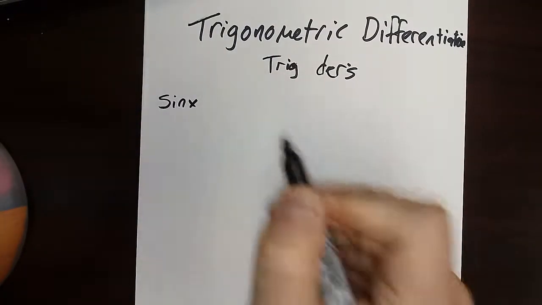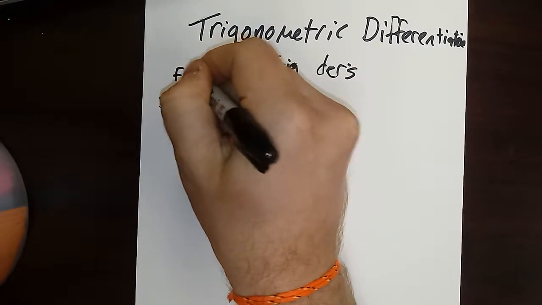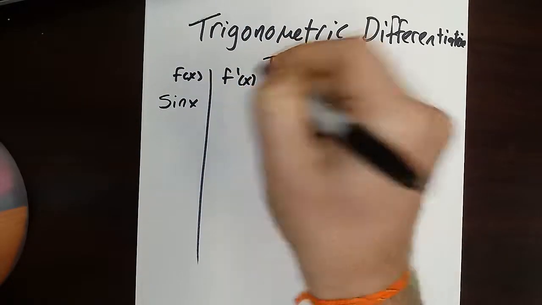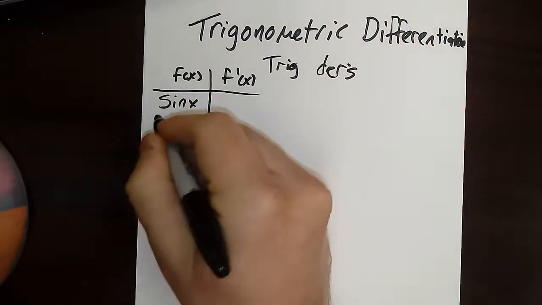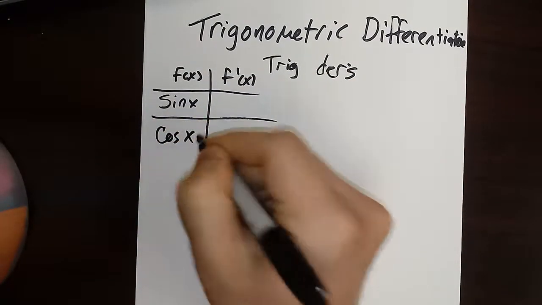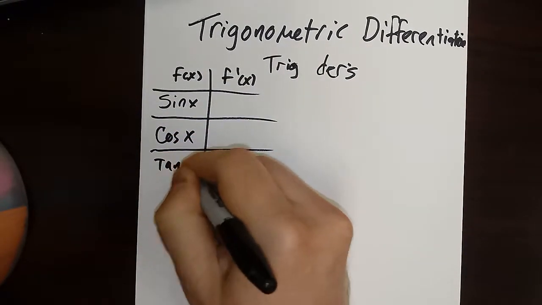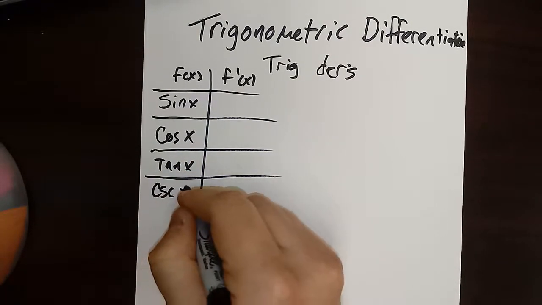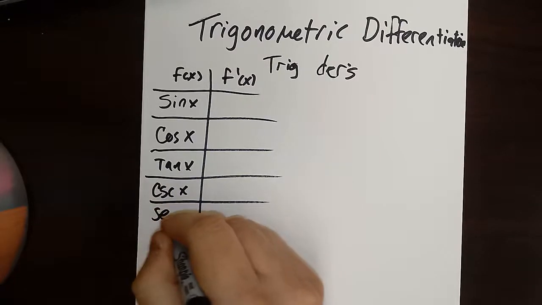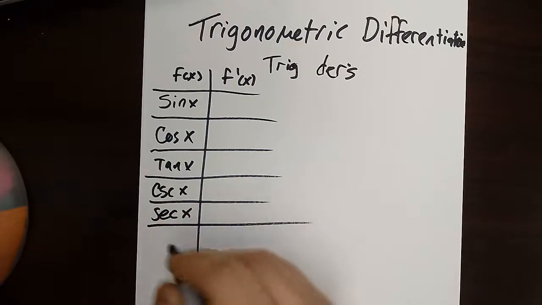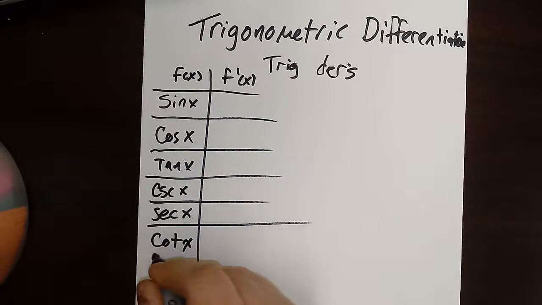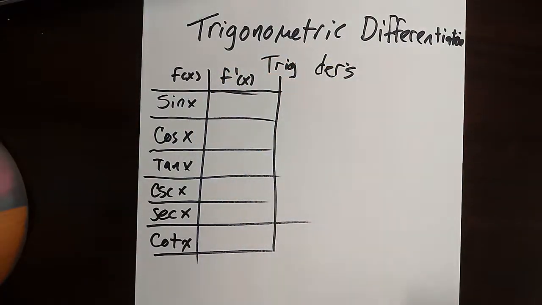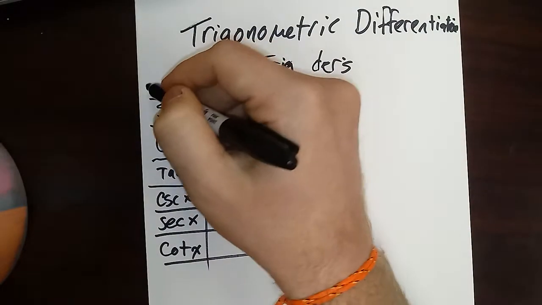Sine of x. So we'll say that this is f of x, and then over here we'll say f prime of x. So there's sine of x, cosine of x, tangent of x, then there's cosecant of x, secant of x, and cotangent of x. So 6 trig functions, 6 trig derivatives.